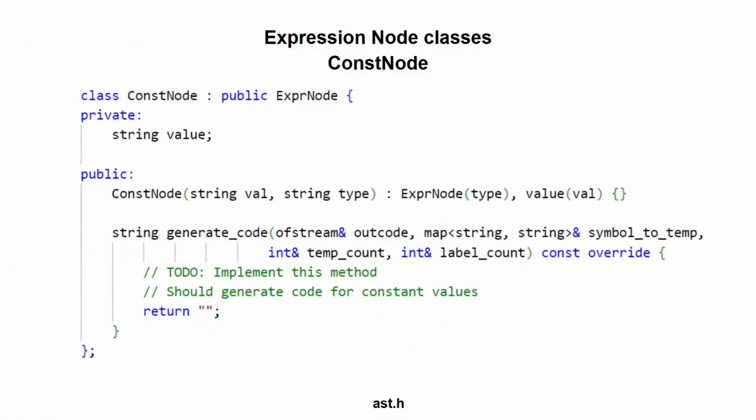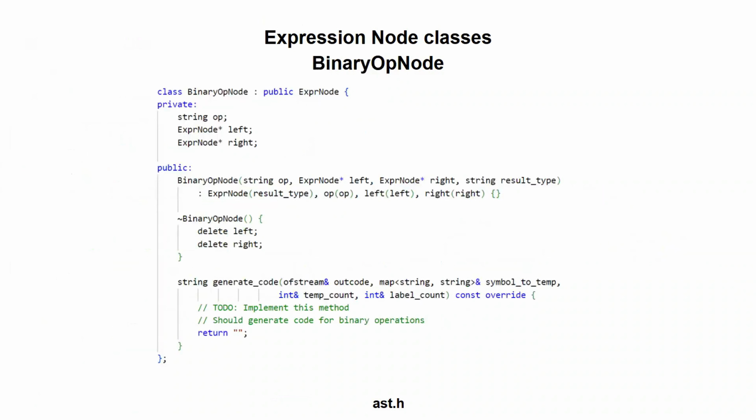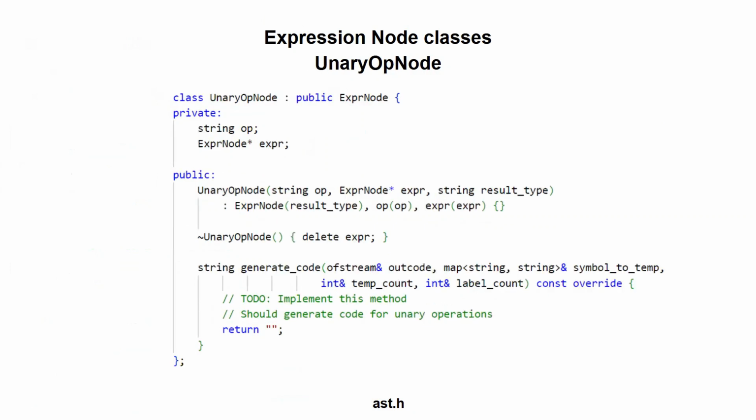Similarly, you have to design the const node for constants, which represents literals like integers and floats. These generate code for operands, then combine them. You also have to design the binary opnode class, which represents binary operations, where code for the operands is recursively generated and gets combined after that. Then you have to design the unary opnode class, which represents unary operators. It generates code for the operand, then applies the operation.